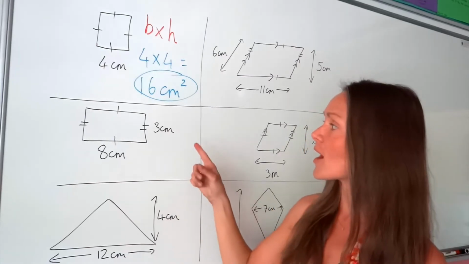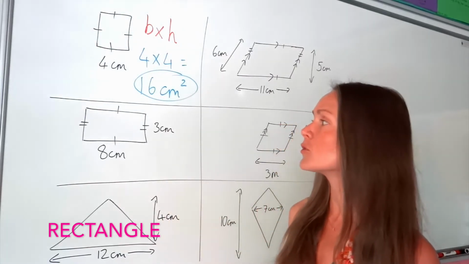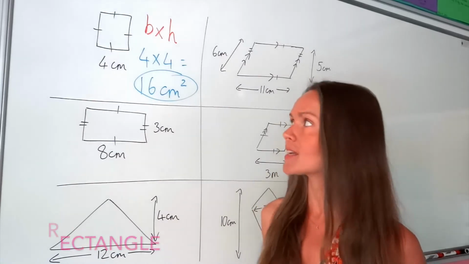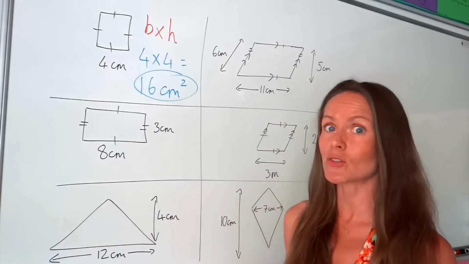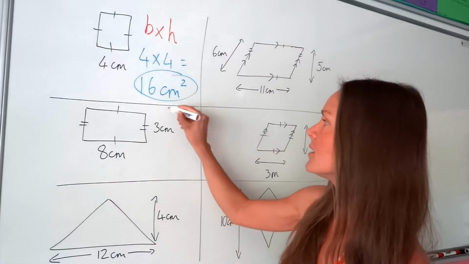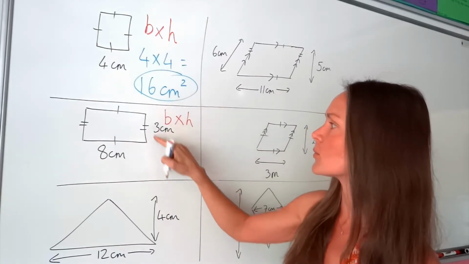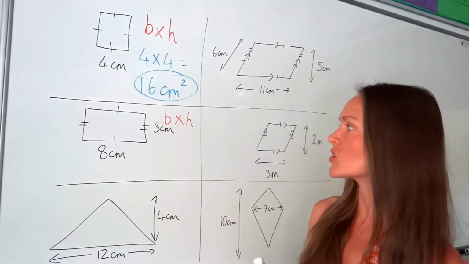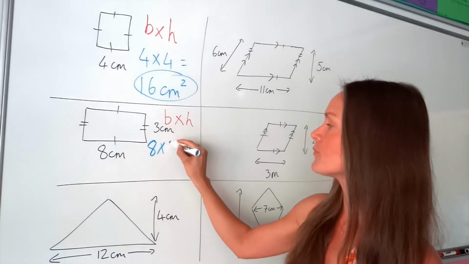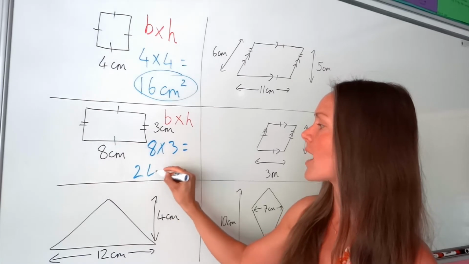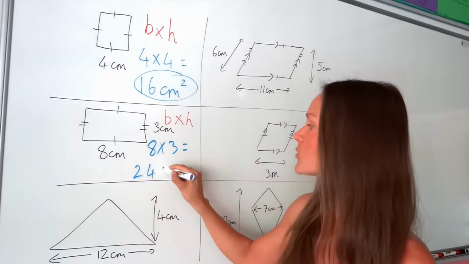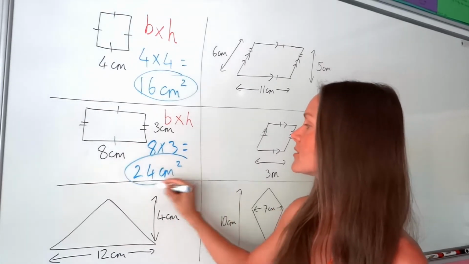Okay, here we've got a rectangle, and the formula to work out the area of a rectangle is exactly the same as for a square. We have to multiply the base, so this length here, by the height, which is this one just there. So it's just 8 multiplied by 3, which is 24. And again, the units are squared, so we've got centimeters squared.